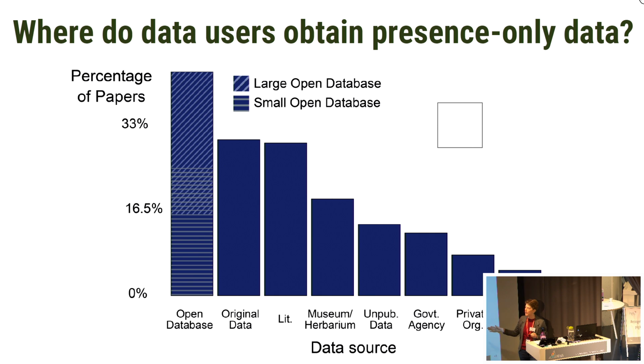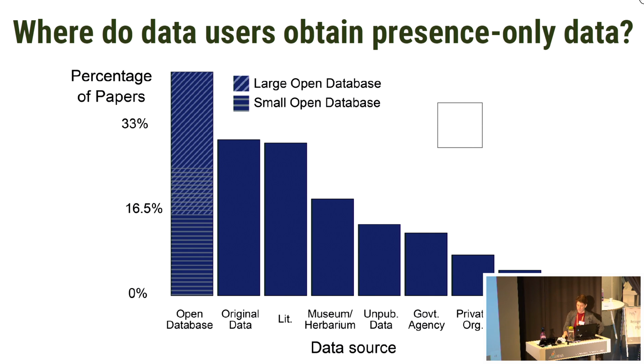And I should point out that it's not mutually exclusive. Some papers access data from multiple sources, and that's reflected here. So you can see that open databases represent about 43% of the papers. But there were a lot of other sources that papers accessed this presence-only data from. Next down the list, you see original data collected by the paper authors, the literature, museums, and so on.